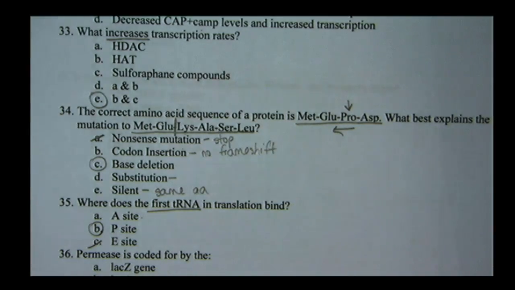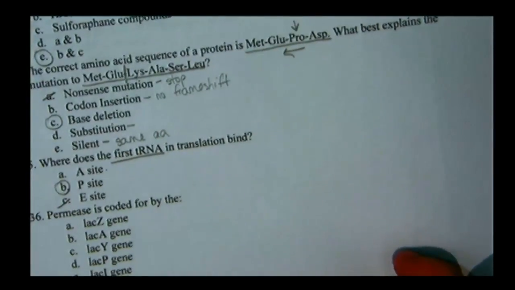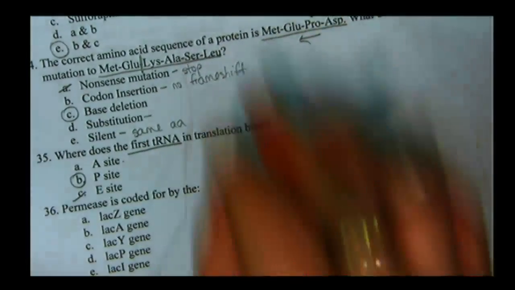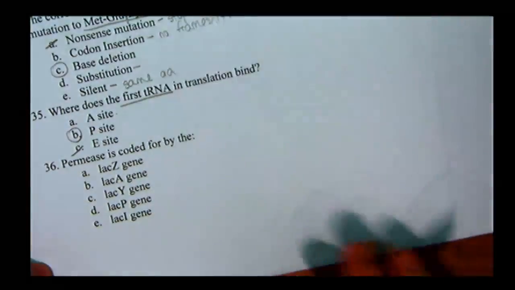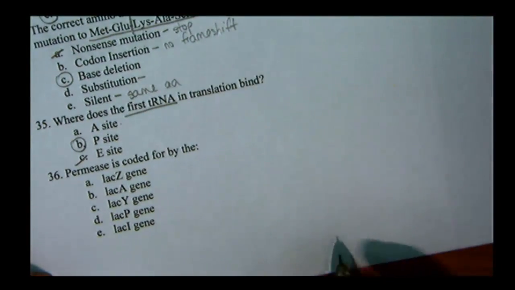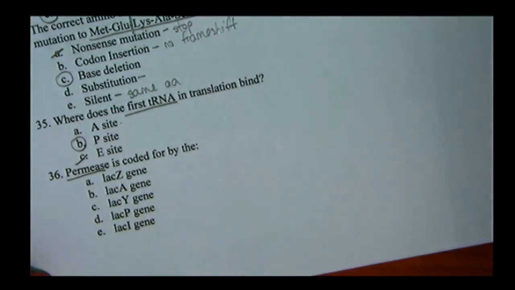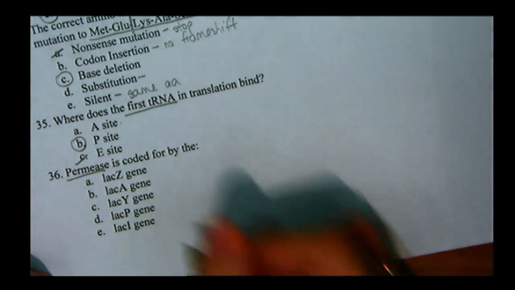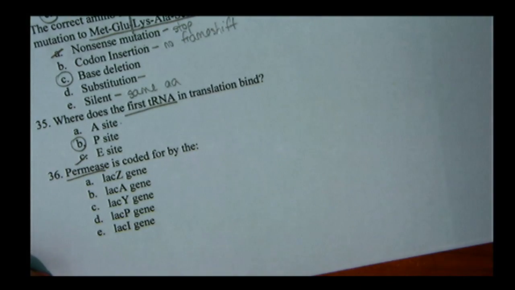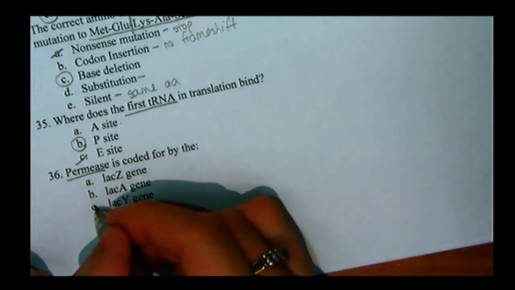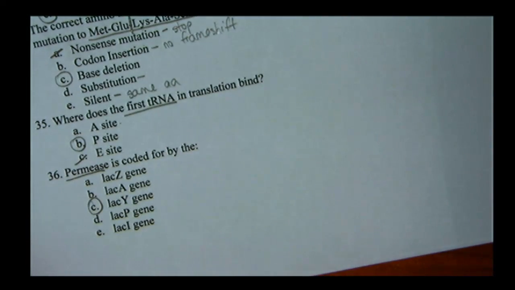Okay, and back to the operon. Permease, one of the genes the lac operon codes for, is coded for by which gene? Another name for the permease gene will be C, the lacY gene. Definitely know what all of these genes code for. I don't think lacP is a real gene. I think I made that up.